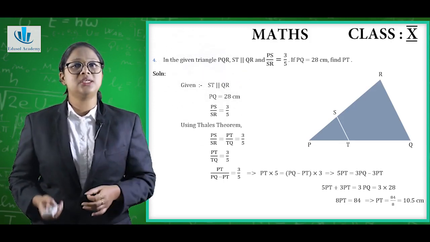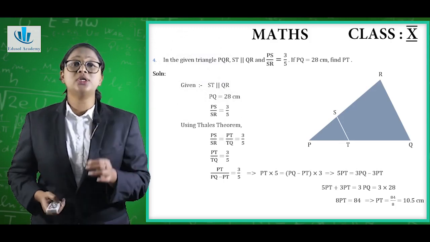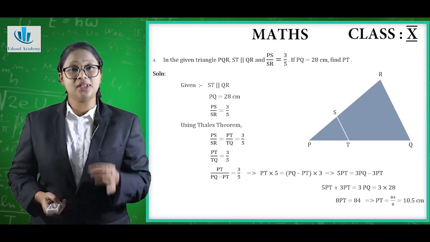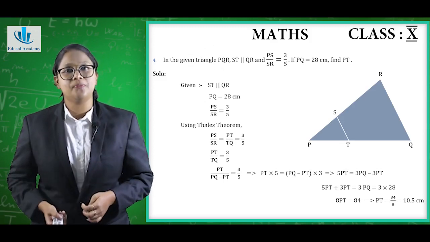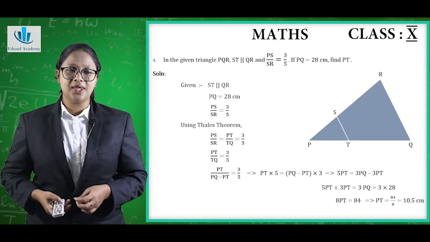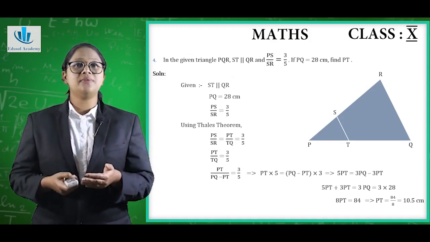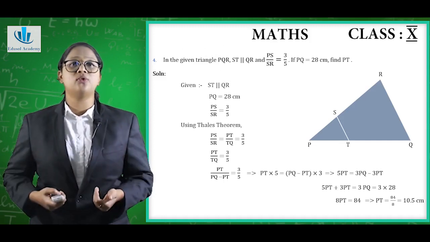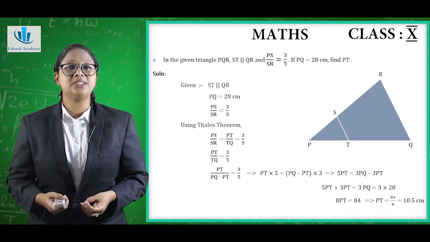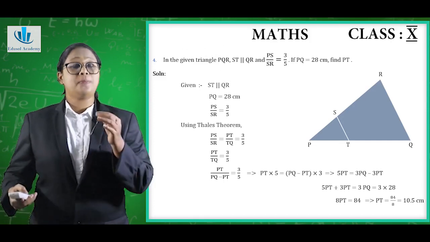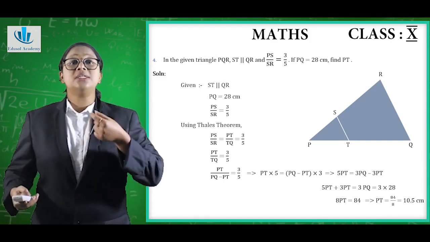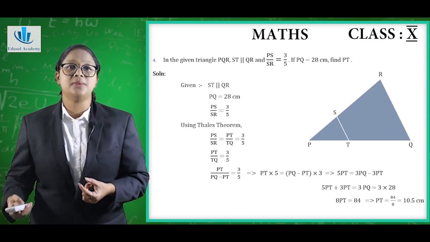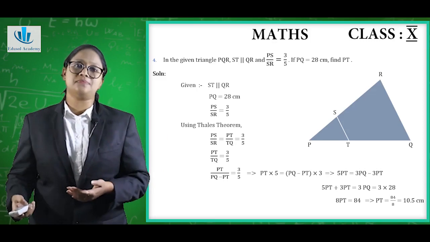Now 8 PT is equal to 3 PQ, and in the question the value of PQ had been specifically given, that is 28 centimeter. So we can directly substitute the value of PQ. 8 PT will be equal to 3 into 28, and 3 into 28 is 84. So the equation becomes 8 PT is equal to 84, or PT is equal to 84 divided by 8, that is equal to 10.5 centimeter. So that's the value of PT.